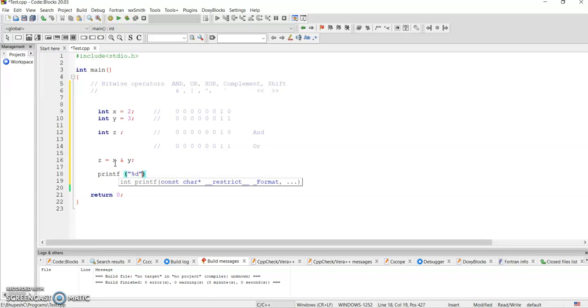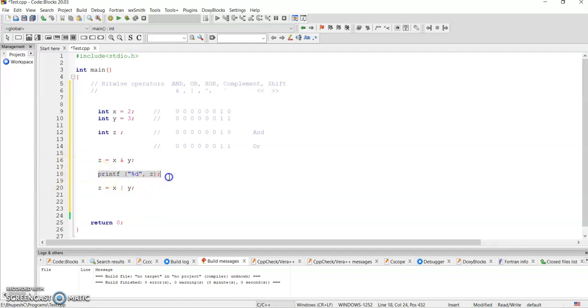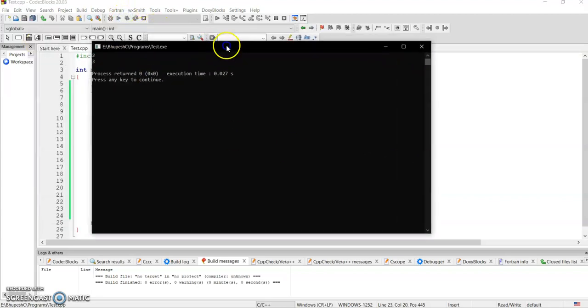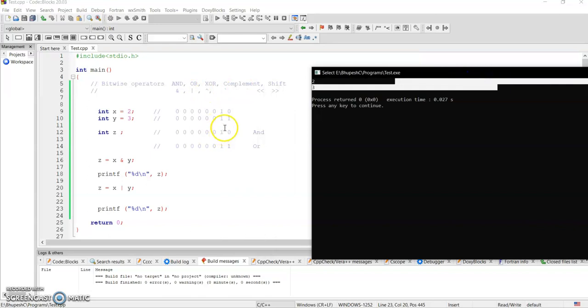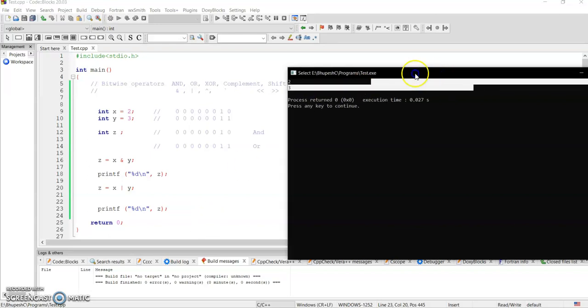The z. Then we have z equal to x pipe y, and printf the same way. So now the AND will give z equal to 2, and the next one should give me 3. Let me save and run. As I was telling, for the AND operation we are getting 2, and for the OR operation we are getting 3.